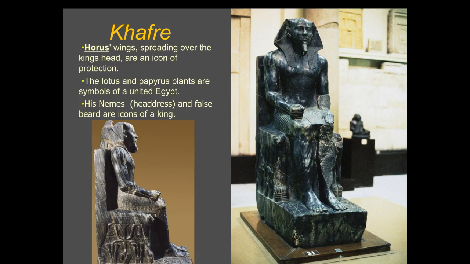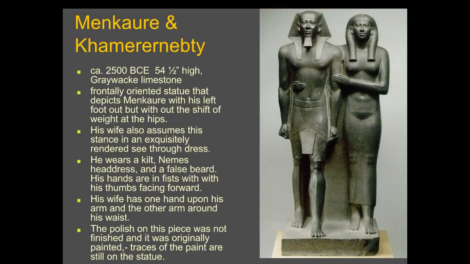The eagle shows that Khafre is a reincarnation or an incarnate of Horus. We've got interlocking lotus and papyrus plants at the base of the chair. Sorry, we were still on this one. So down here we see interlocking lotus and papyrus plants at the base of the chair, which talks about united Egypt. Most of the Egyptian sculptures were painted, but most of them are left with the natural stone.